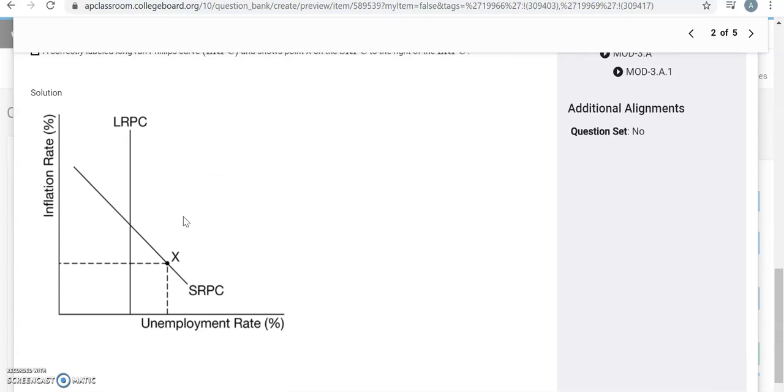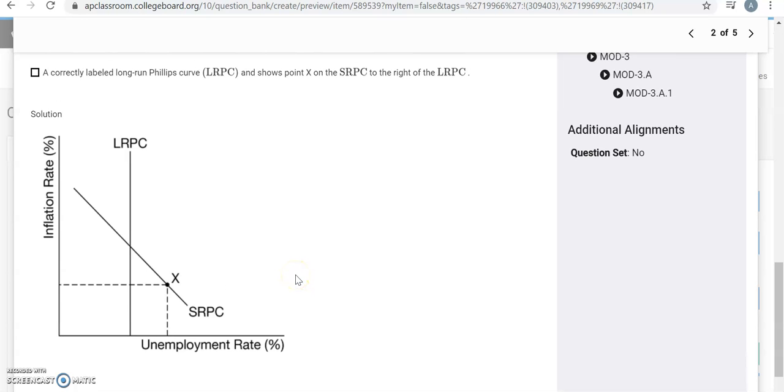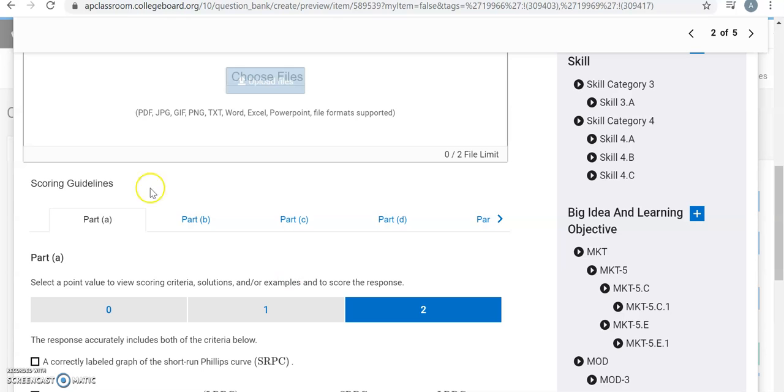So your graph looks like this: the inflation rate is going to be on the left axis, and the unemployment rate is going to be on the bottom. Then, since it's in recession, the long run is going to be below full employment, and the short run point is going to be about right down here. So inflation rate is going to be down, and unemployment rate is going to go up. Okay, so that's how A should be completed.